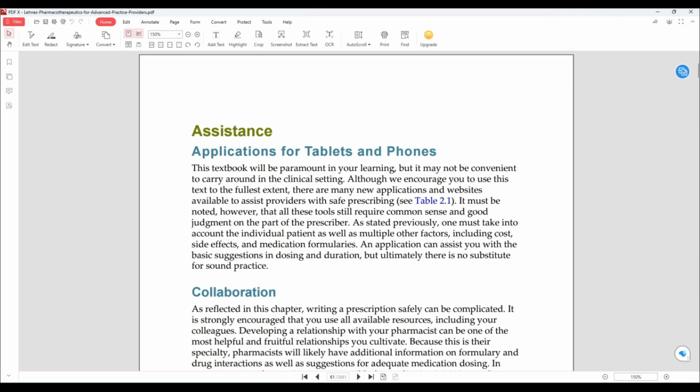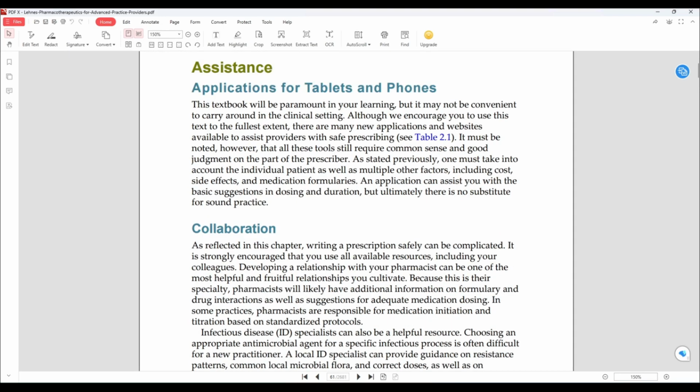Assistance. Applications for tablets and phones. This textbook will be paramount in your learning, but it may not be convenient to carry around in the clinical setting. Although we encourage you to use this textbook to the fullest extent, there are many new applications and websites available to assist providers with safe prescribing.